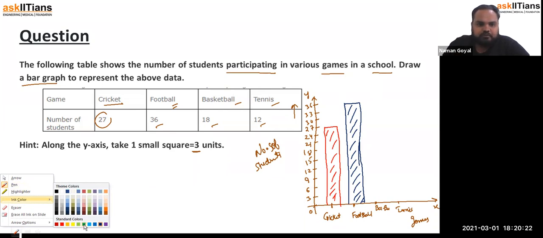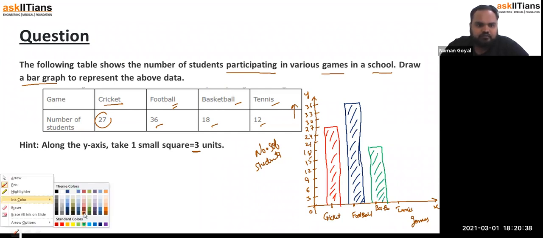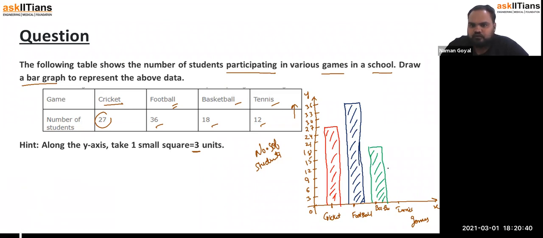Now for basketball it is 18, right? So this is 18. Now for tennis it is 12, right? Now we have to select for tennis, 12. Okay, so this is the bar graph we got for this particular question.